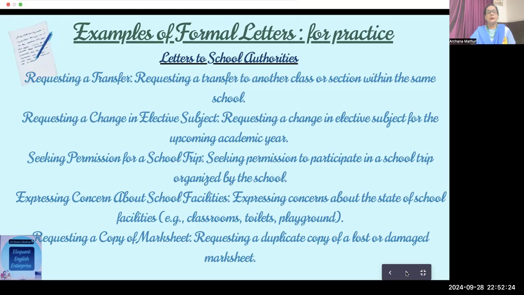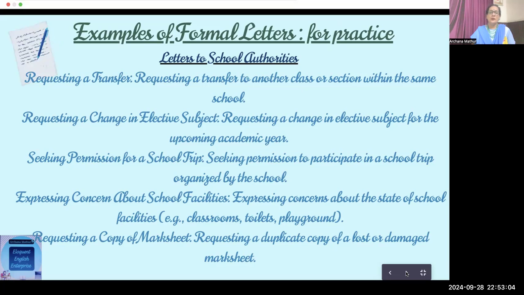Then the third one could be seeking permission for a school trip. You want to participate in a school trip, or you want to organize a picnic yourself. So probably you could write to your principal. Then the fourth one could be expressing concern about school facilities, like if you're not happy with certain facilities or certain activities going on in the school. For example, the classrooms are not airy, or they have insufficient lighting, or the toilets are not clean, or the playground is not giving you the facilities or the required area for a certain game, you could definitely express your concern through a formal letter to your principal.